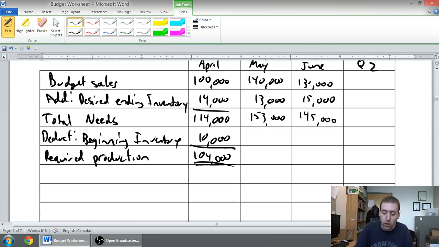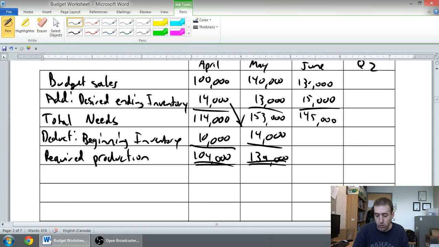Okay, moving on, our beginning inventory for May. What do you think our beginning inventory for May is? Well, the beginning of May, May 1st, is the same as the end of April, April 30th. I think April 30th at 11:59 p.m. versus May 1st at 12:01 a.m. It's the same number. What we end April with, we're going to begin May with. So 153,000 minus 14,000 is 139,000, I believe.